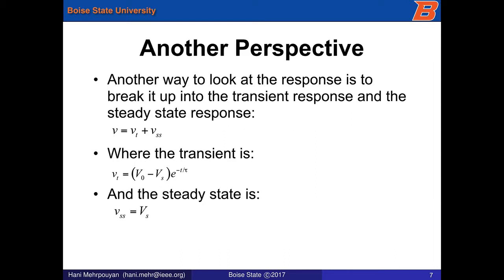Another way to think about this is that we could consider the transient response and the steady state response of the circuit. The transient response is obviously the response of the circuit when transitioning from the V0 voltage to the Vs. And the steady state response is when the voltage actually has reached the Vs, right? That's the final step. And so if we sum the transient response and the steady state response, we will again find the complete response of the circuit.